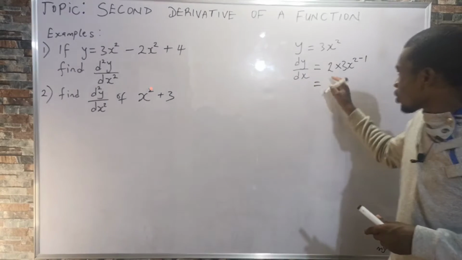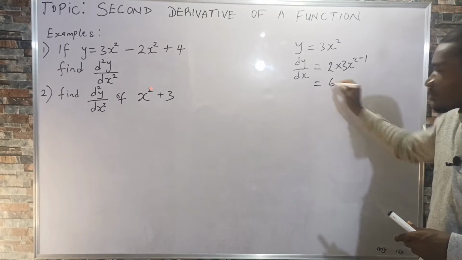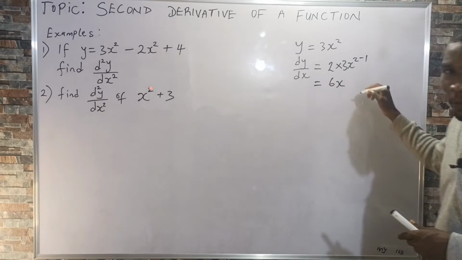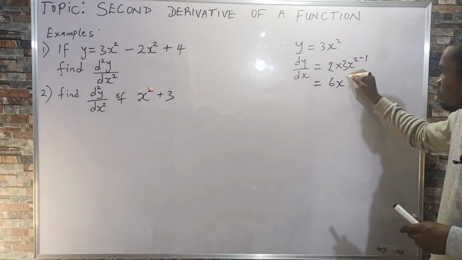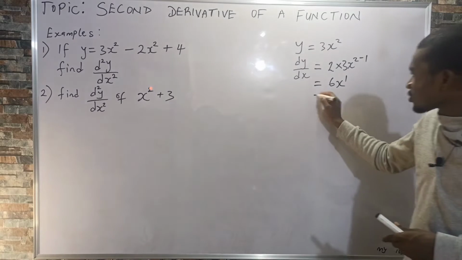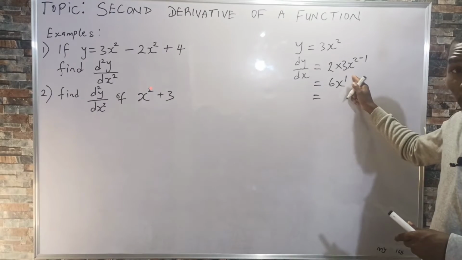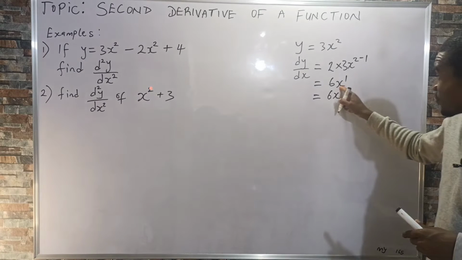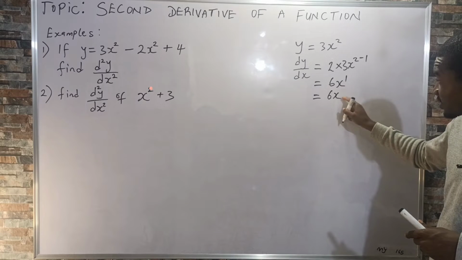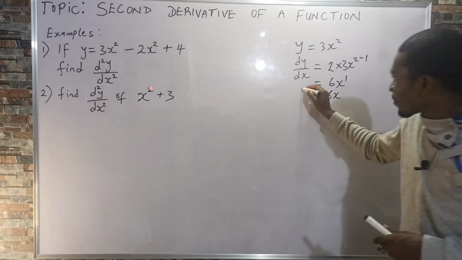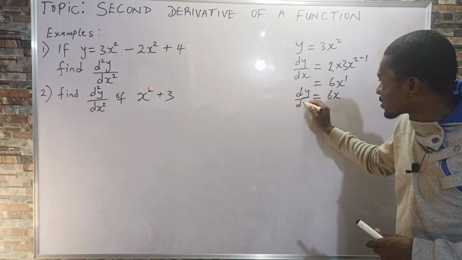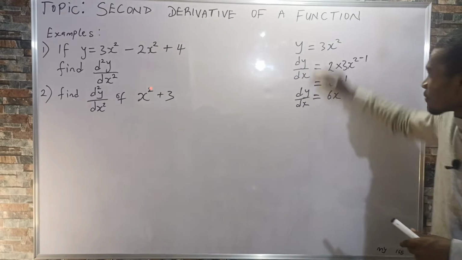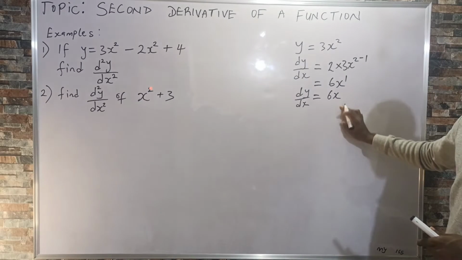And that will be equal to 2 multiplied by 3, we have 6, then x raised to the power of 2 minus 1 will give us 1. And solving further, 6x raised to the power of 1 can still be put as 6x, because any variable raised to the power of 1 is still that variable. So automatically, dy/dx, that is the derivative of this given function, is 6x.